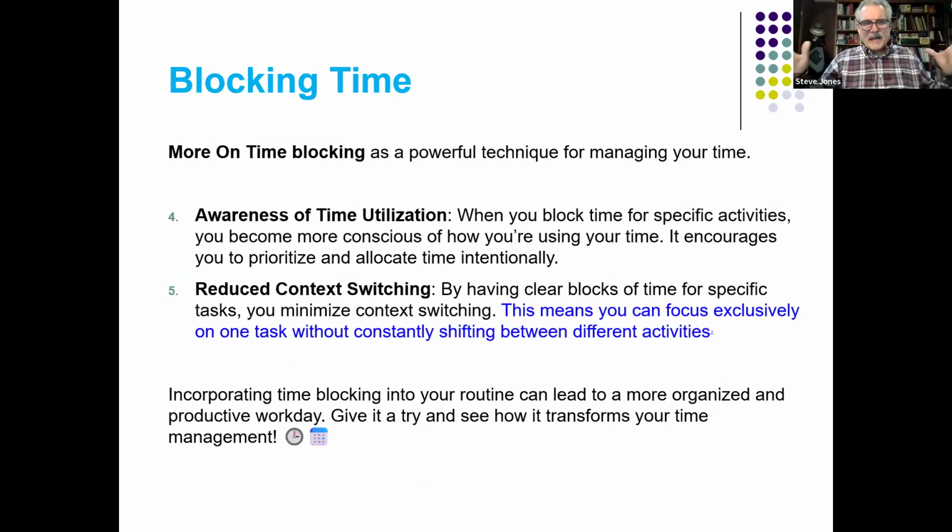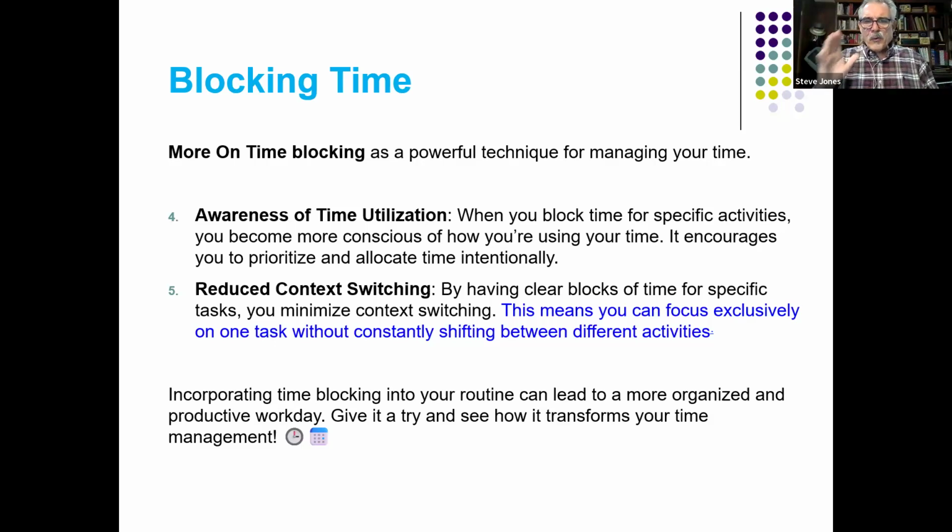I have this thing called context switching. By having clear blocks of time for specific tasks, you minimize the context switching. It means you can stay focused exclusively on that task that's got a specific goal or outcome, without constantly shifting between email and phone call and person walking in the door and responding to this thing and then opening your mail and then doing the payment and then sending the thing over to accounts payable and then getting a phone call from an applicant. It allows you to stay in the context and try to stay focused until you finish it.